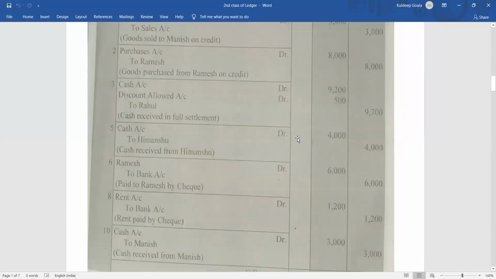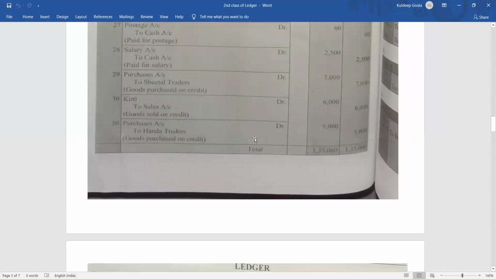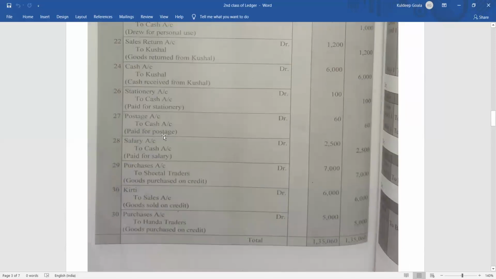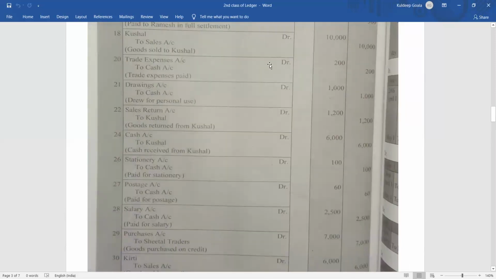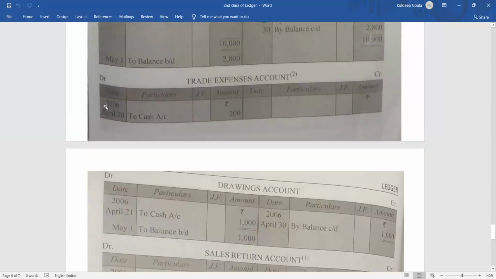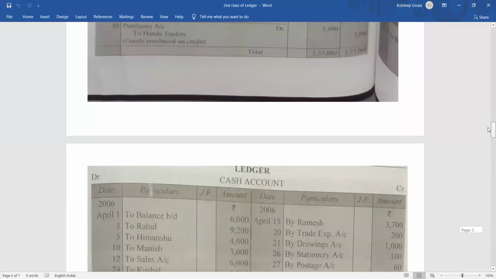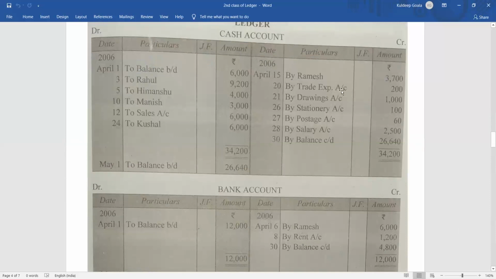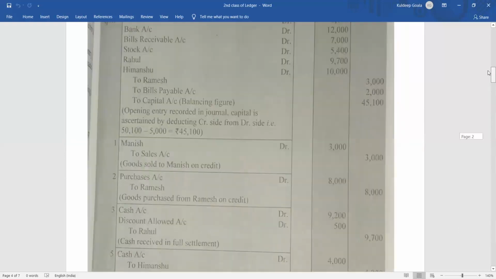So in the trade expenses debit side, you can see the journal entry once again. Trade expenses account debit 200 to cash account 200. So trade expenses debit side, what will you write? To cash 200. And what will happen with cash? Cash was credited. So cash credit side by trade expenses 200. Okay, clear? Then coming back to the next transaction, what is there?